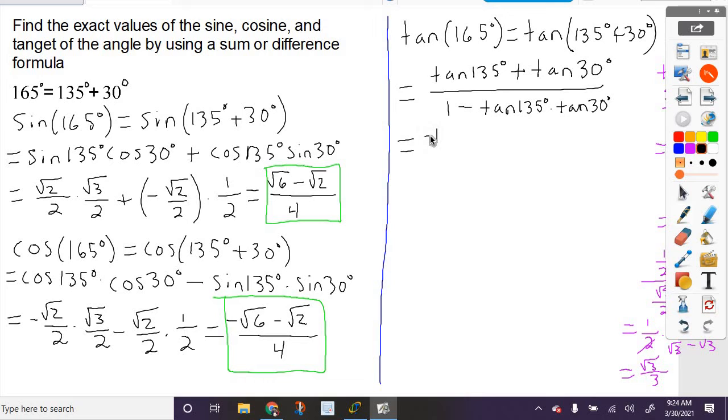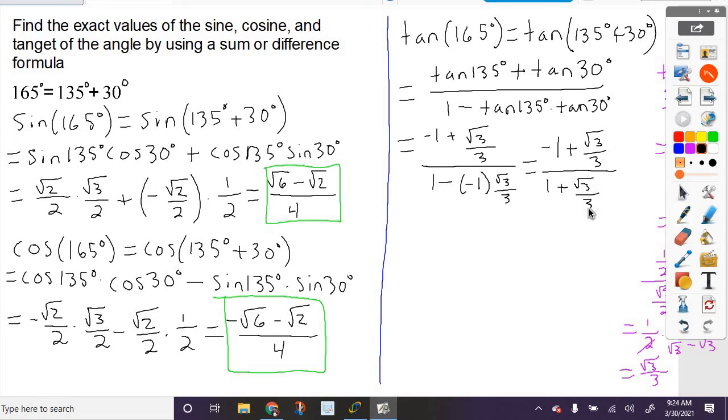So we get negative 1 plus the square root of 3 over 3 divided by 1 minus negative 1 times the square root of 3 over 3. Just going ahead and simplifying. In my denominator, I would get a negative square root of 3 over 3, but because we're subtracting it, that's going to become a positive square root of 3 over 3. Now please be careful here, because remember that all of my algebra rules still apply. Which means that I can't just start crossing out square roots of 3's or crossing out 1's, because we have addition in between and not multiplication.